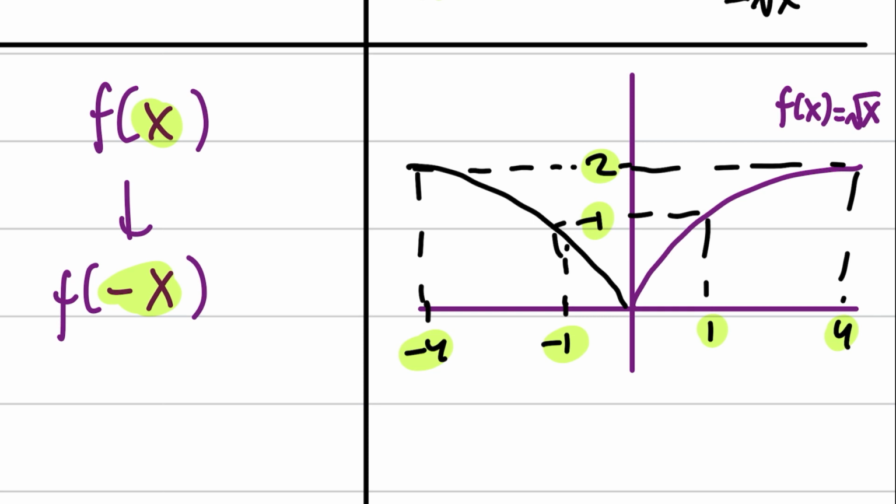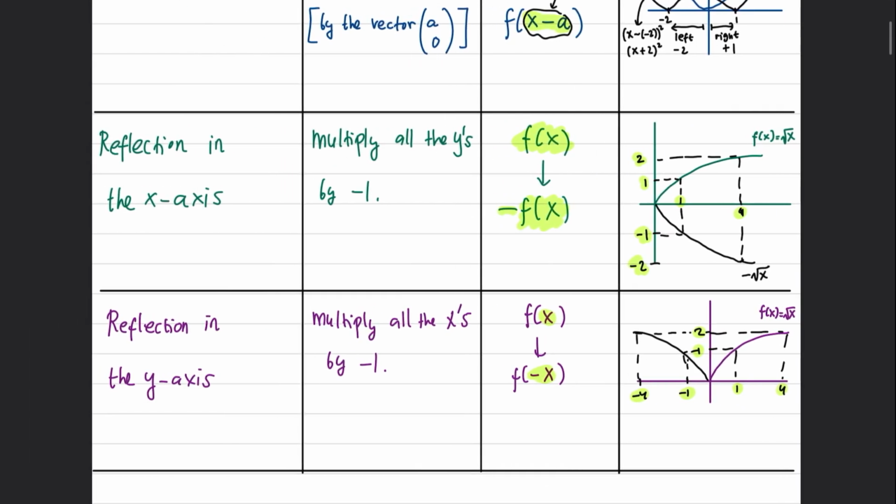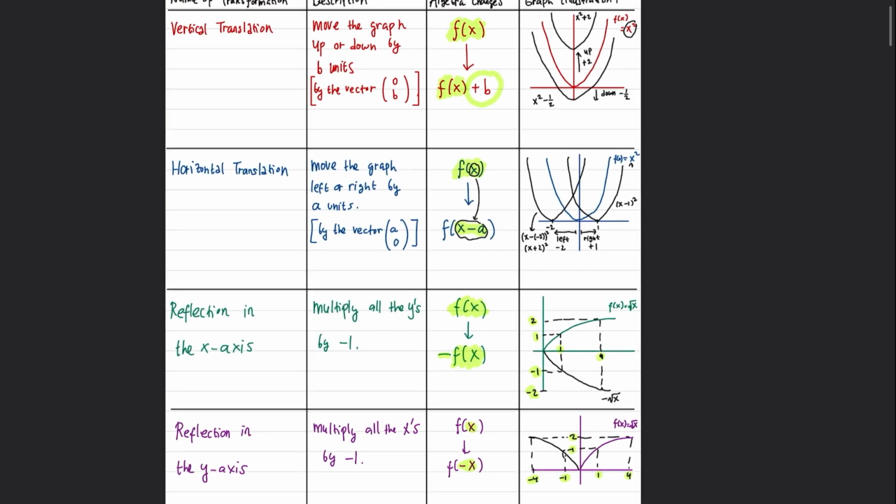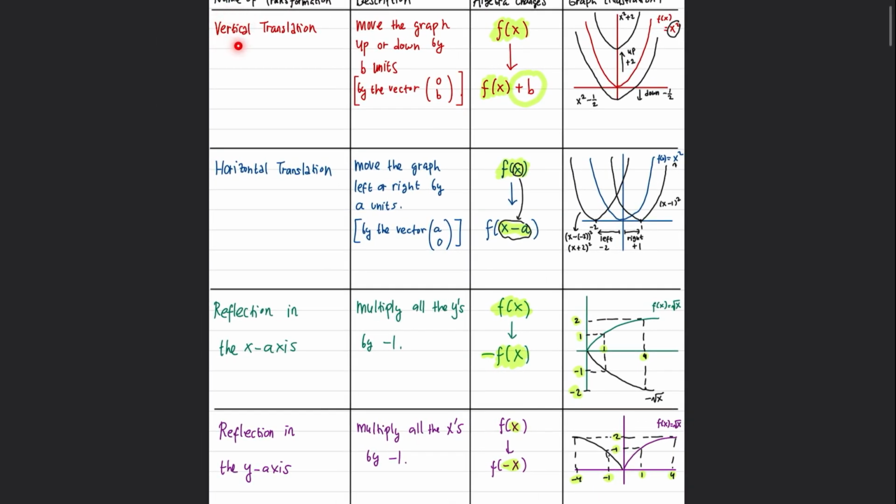Or geometrically, you can just draw the graph. This is the image of the reflection of this function in the y-axis. So far we have four, and you should look at the pattern. If it is vertical, we modify the f(x). So f(x) becomes f(x) plus b. Reflection in the x-axis, it is vertical. So you multiply f(x) with negative.